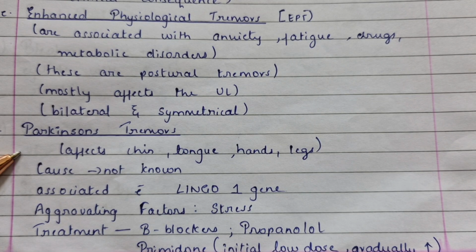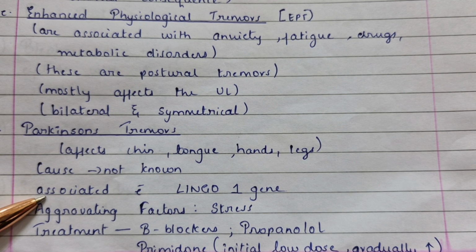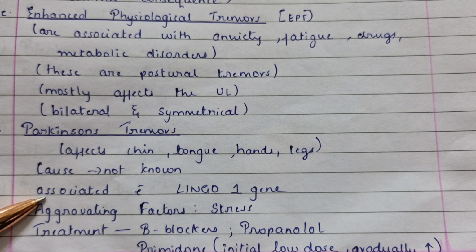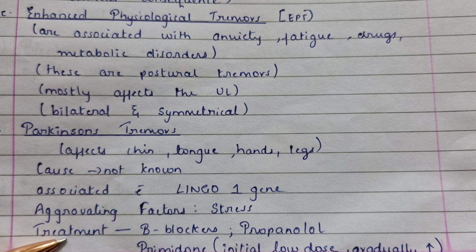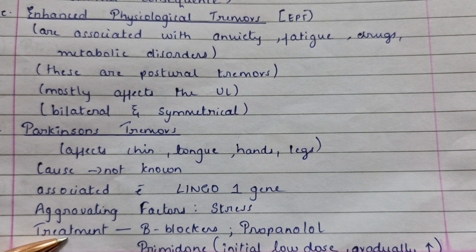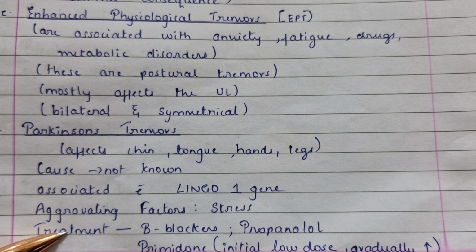Then we have Parkinson's tremors, which affect the chin, tongue, hands, and the legs. The exact cause is not known. It is associated with the LINGO1 gene. Aggravating factor is stress. Treatment includes beta blockers, propranolol, primidone, initial low dose, and then gradually increase.